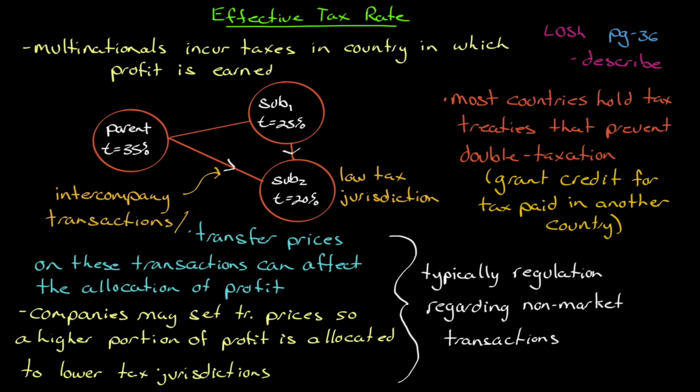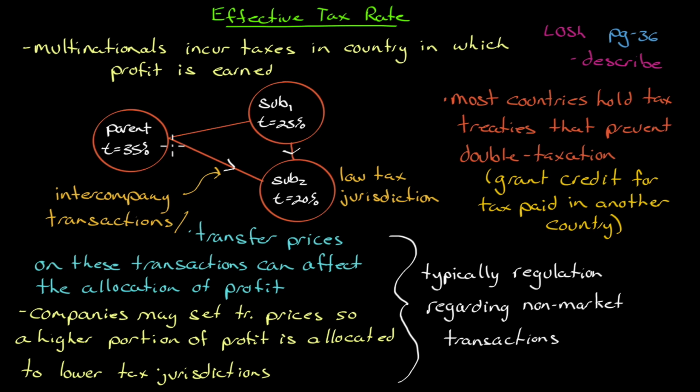So multinationals will incur taxes in the country in which profit is earned. So if we have an American parent that has a Canadian subsidiary, the Canadian subsidiary is still a legal Canadian taxable reporting entity. It still must file with CRA, and it still has to pay its due to CRA. It's got to send its check in to Ottawa. But the parent will get credit for those taxes that are paid. So let's go through this nice and slow.